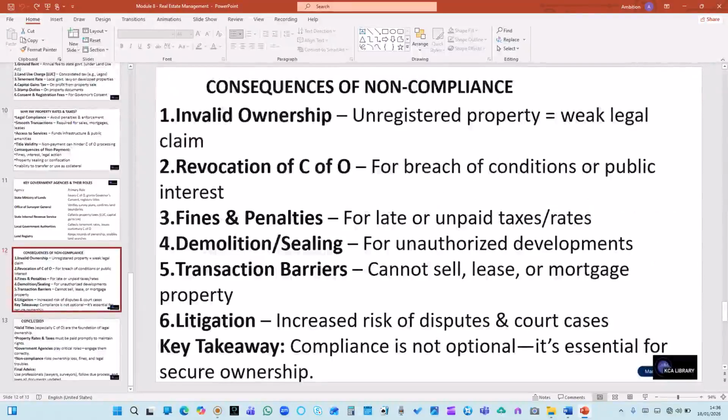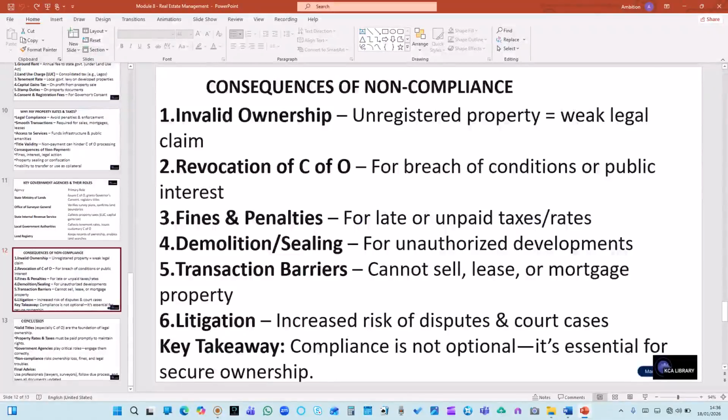Having known that, let us look at the consequences of non-compliance. So when you fail to comply with the legal requirements, number one is that it will invalidate ownership. Unregistered property is equal to a weak legal claim. Number two, revocation of C of O. So breach or non-compliance may result in your C of O being revoked, for breach of condition or public interest. Non-compliance may also attract fines and penalties. For example, for late or unpaid tax, when you fail to pay tax, it may attract fines and penalties.